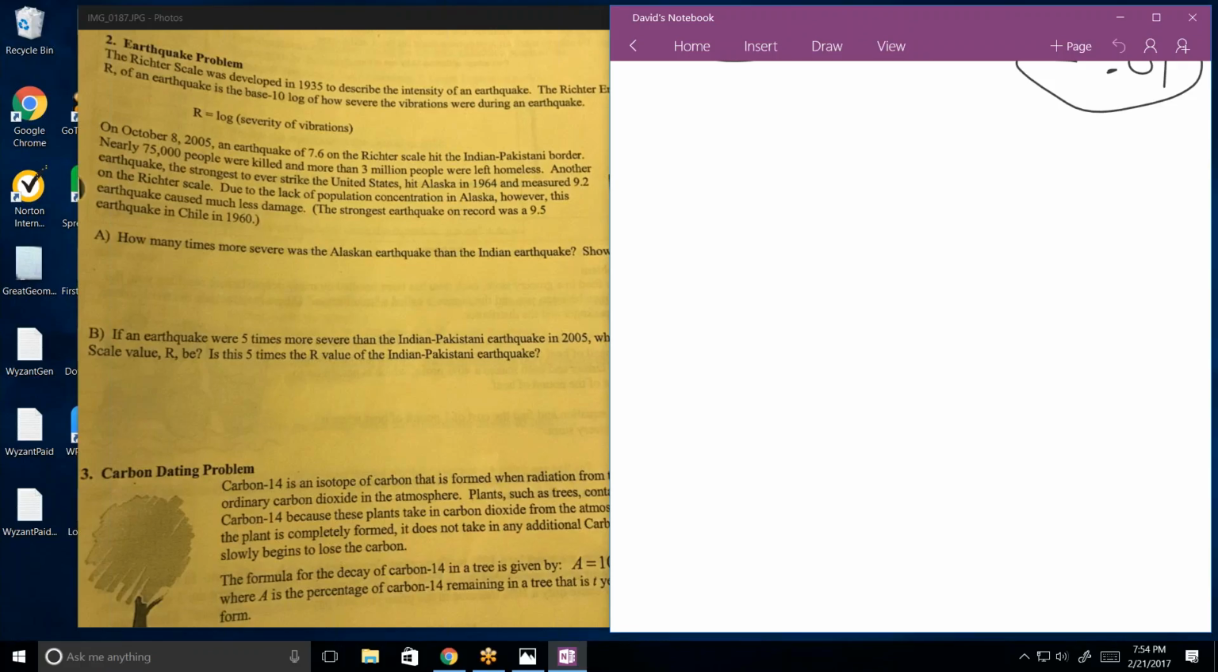The strongest earthquake on record was 9.5. I think, wasn't that Anchorage or was that Chile? That was in Chile in 1960. The one in Anchorage, in Alaska, was 9.2. That was 1964. I actually remember that. Yeah, I was 15 years old. I remember how huge that earthquake was.